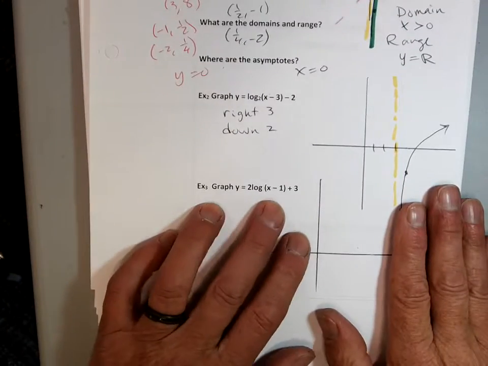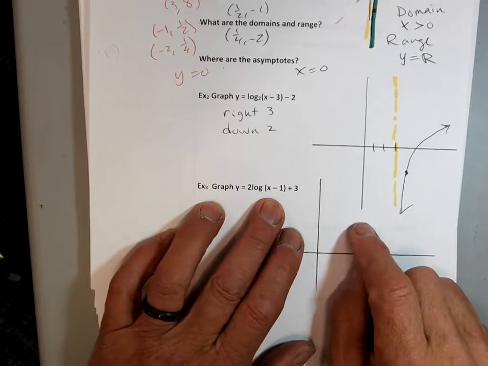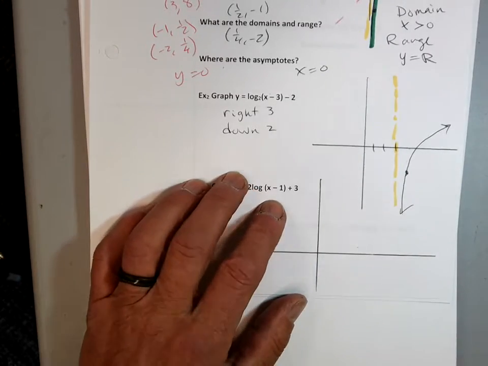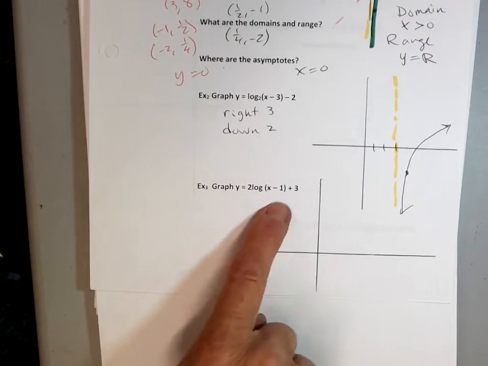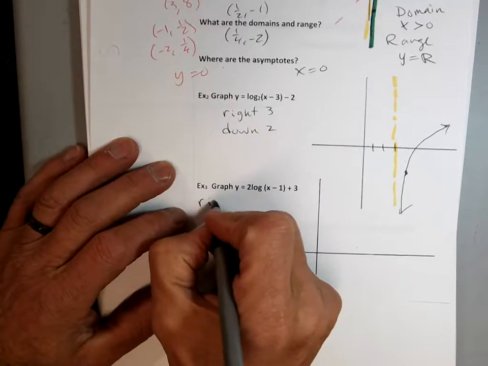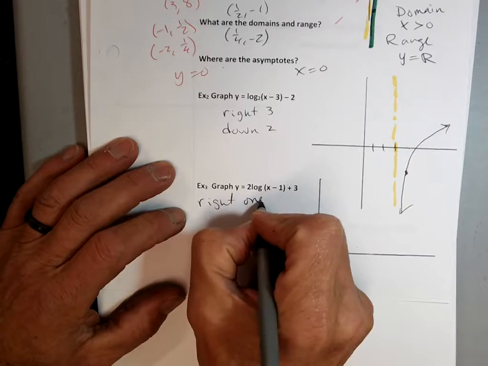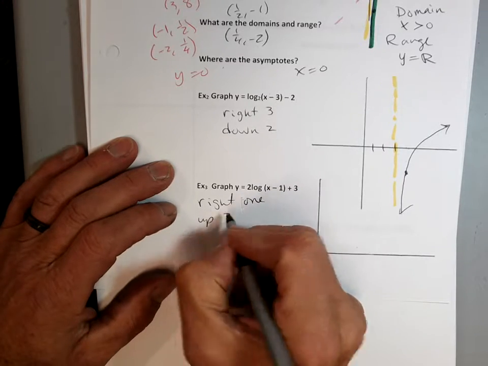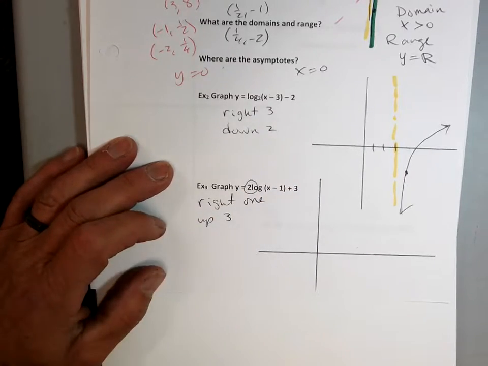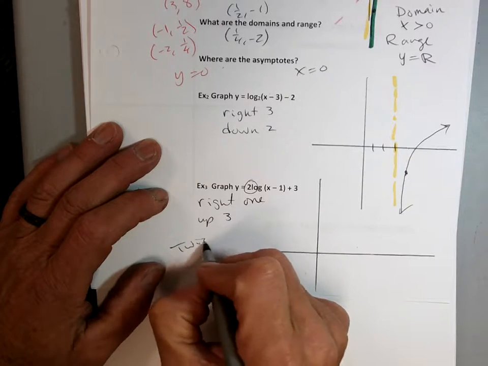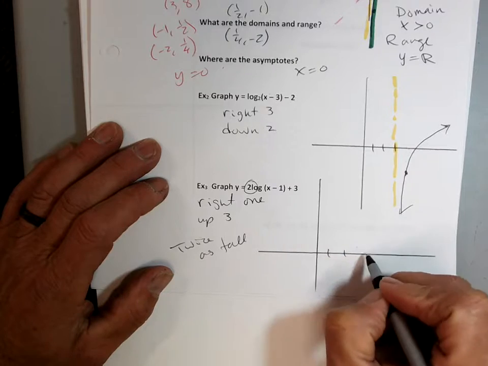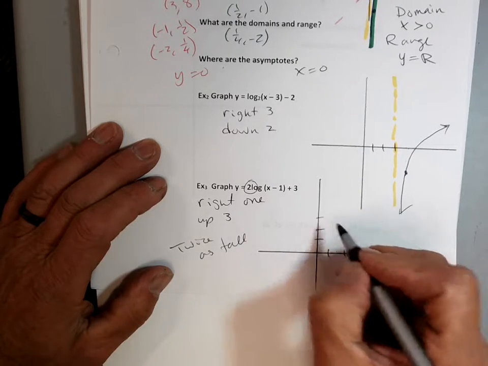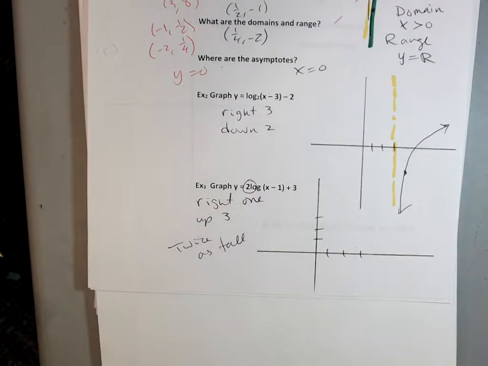Example 3, we'll do the same thing. We know that it's going to go to the right 1. Remember, opposite, so it's going to go to the right 1 and then up 3. And it's going to be twice as tall. Now that's kind of hard to see. Twice as tall. So if I go 1, 2, 3, 2, 3, I'm going to take my asymptote and move my asymptote here.